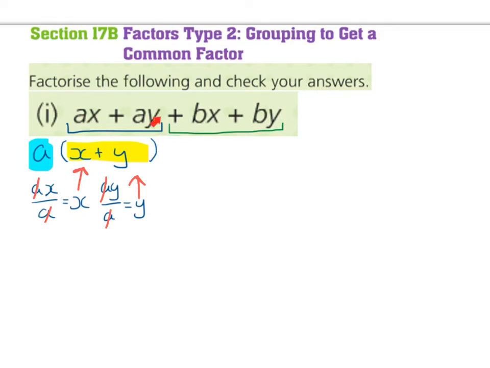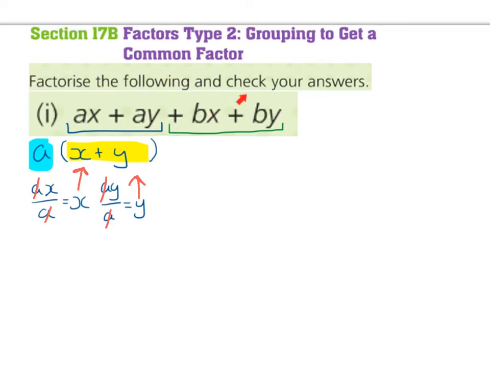So AX plus AY, if we want to factorize those 2 terms, A is the highest common factor, and AX divided by A leaves us with X, and AY divided by A leaves us with Y. So this was our rough work, but I do suggest you do this until you get really good at them and you can do this part in your heads. Now we do the same with BX plus BY.